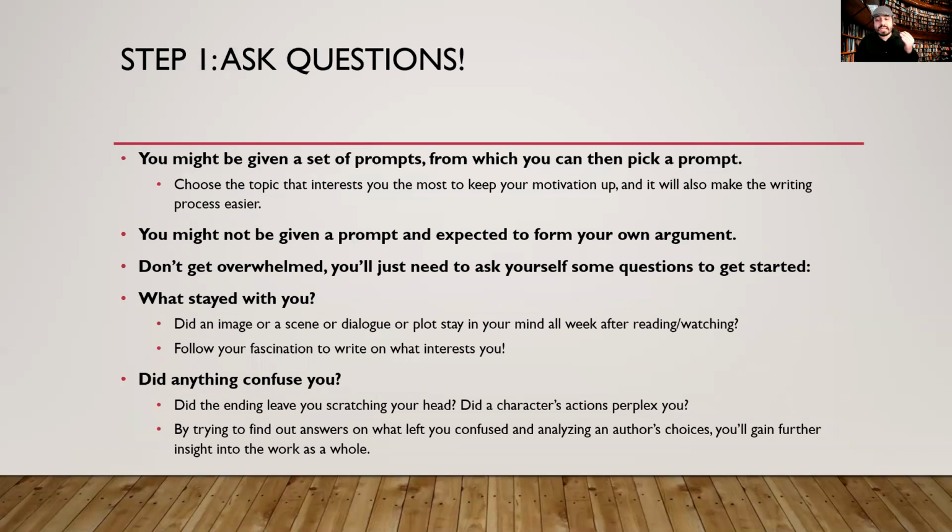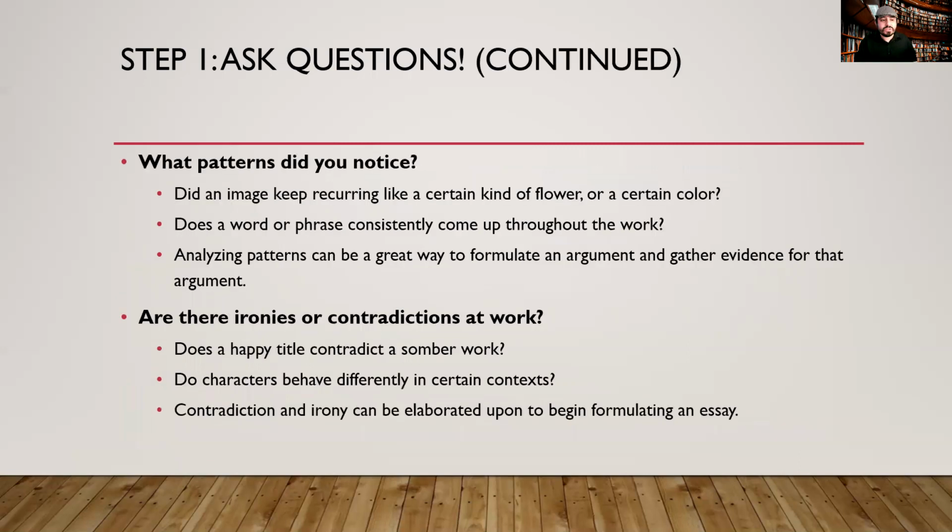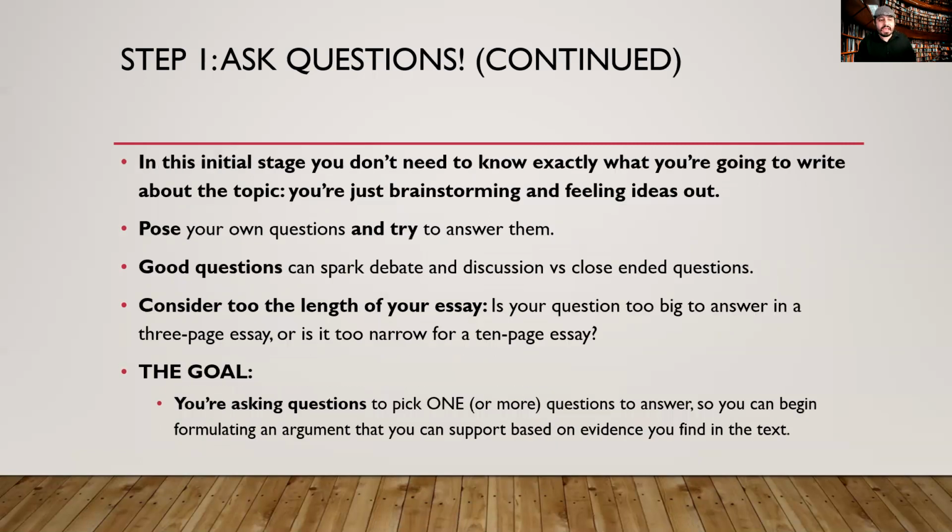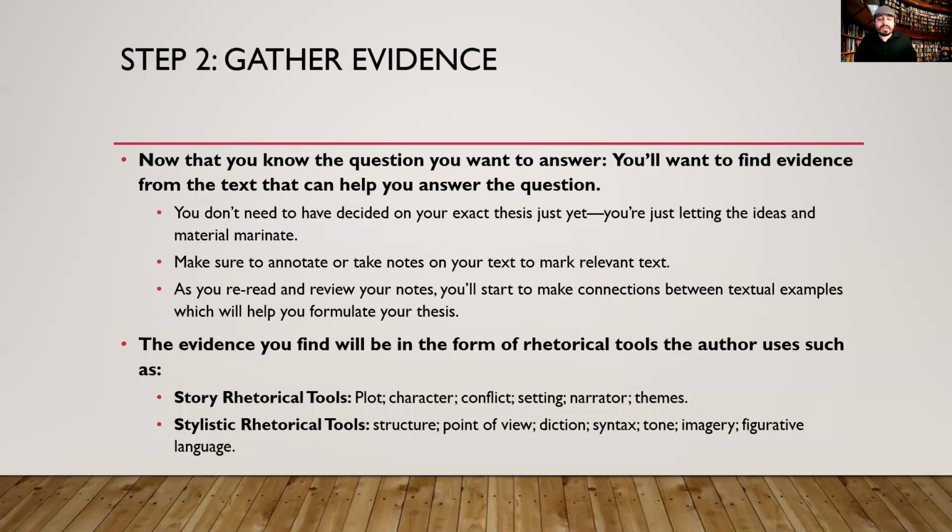And so this first step is all about asking questions. You're going to want to ask different kinds of questions to get your brain thinking in this first stage. And so there's different kinds of questions you can ask yourself, like what stayed with you after reading or watching something? Did anything confuse you? Did you notice any kinds of patterns? Are there any ironies or contradictions at work? And so by asking yourself these kinds of questions, you're going to start to make connections between the material and the kinds of questions you're asking. And all these different kinds of questioning will allow you to start to pull at different threads to arrive at different ideas.